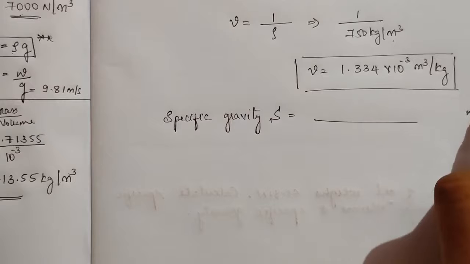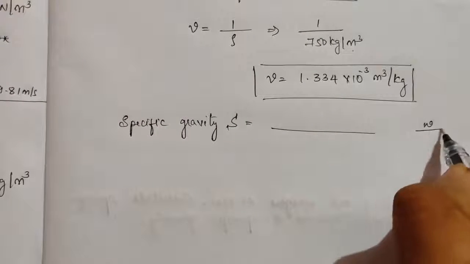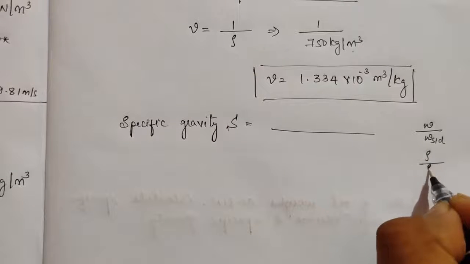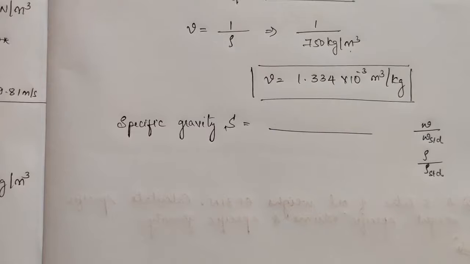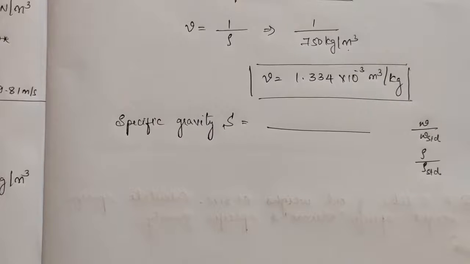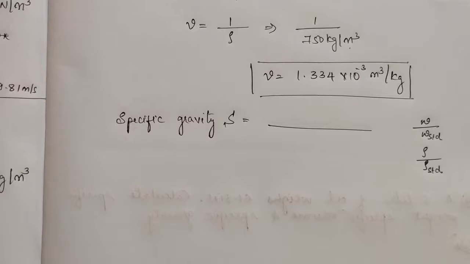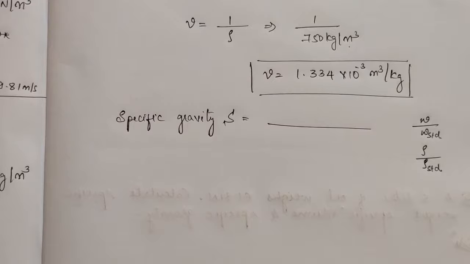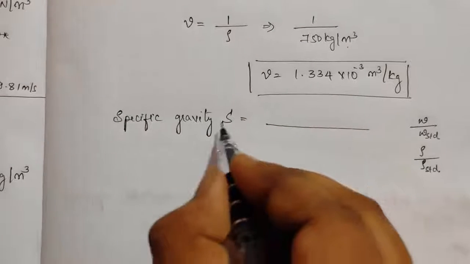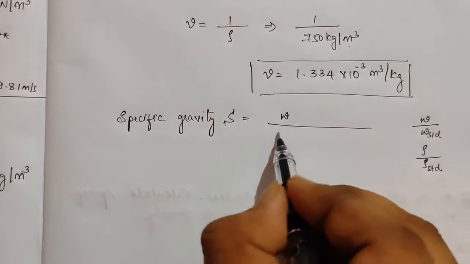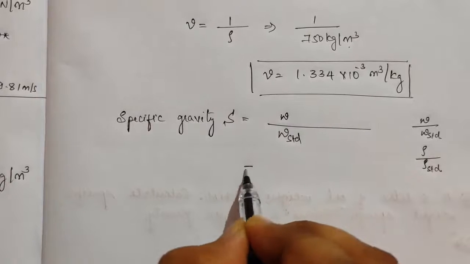If you take weight density of the fluid, you have to take weight density of the water, the standard fluid. If you take density of the fluid, then you have to take density of the standard fluid. Whatever you take, use one uniform value. Both the numerator and denominator should be of the same type. Now I'll take weight only. So specific weight of this liquid divided by specific weight of the standard liquid.